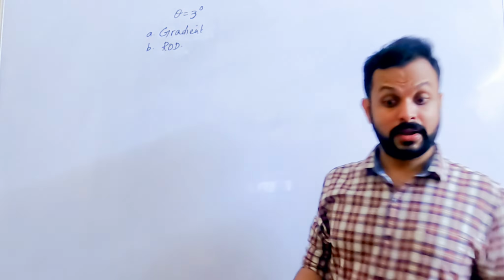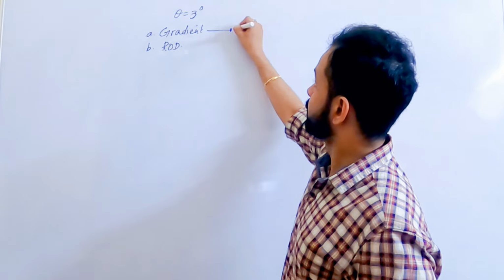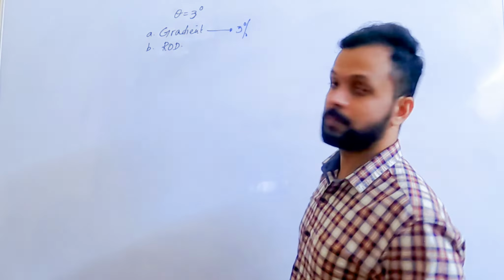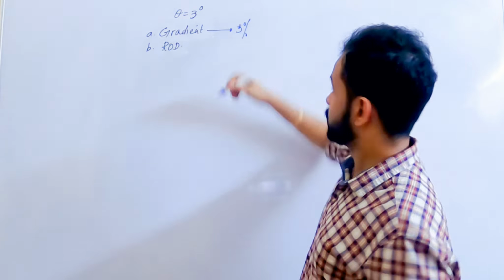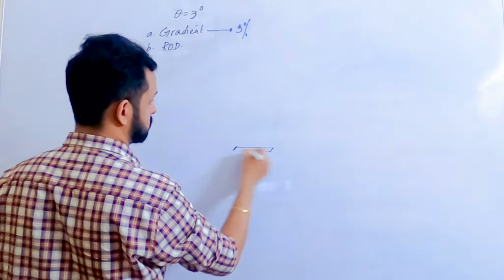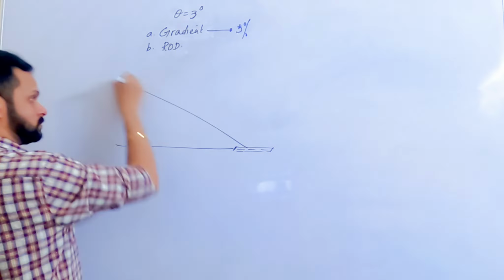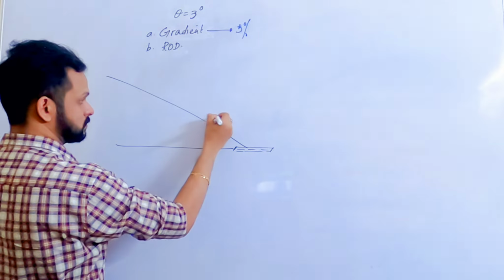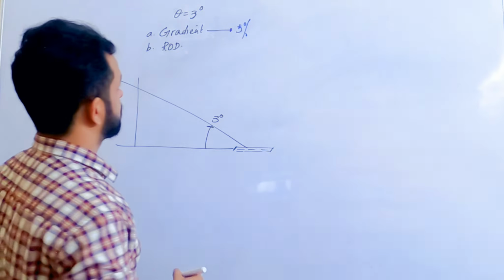Right? Gradient is something which you can say for a 3-degree glide slope. The gradient is 5%. Now, if you are asked to derive it, how do you derive it? So let's draw a small diagram here. So we have theta equals 3 degrees. This is the gradient.